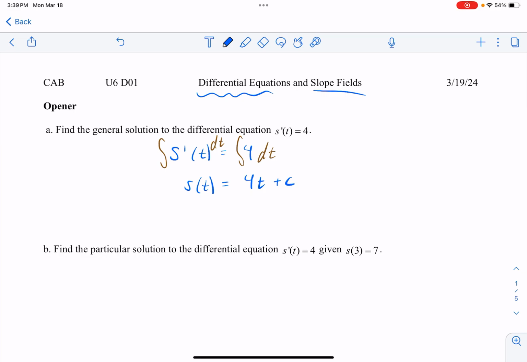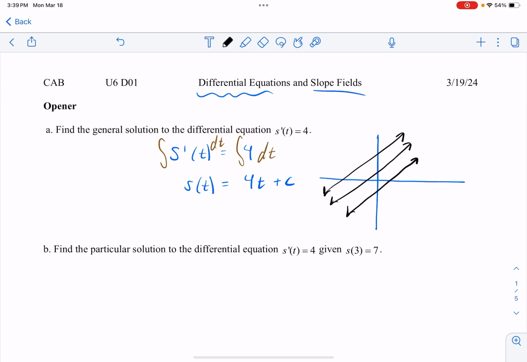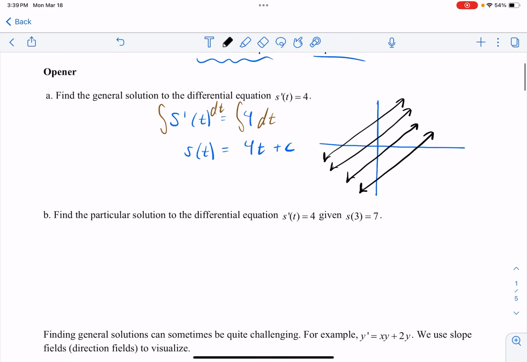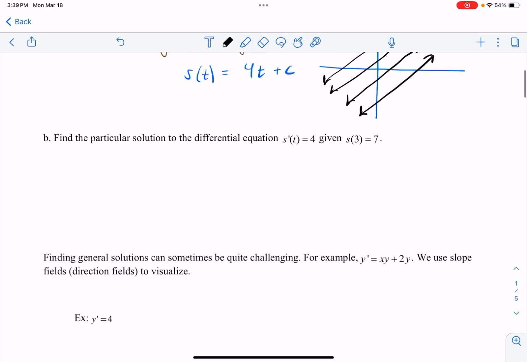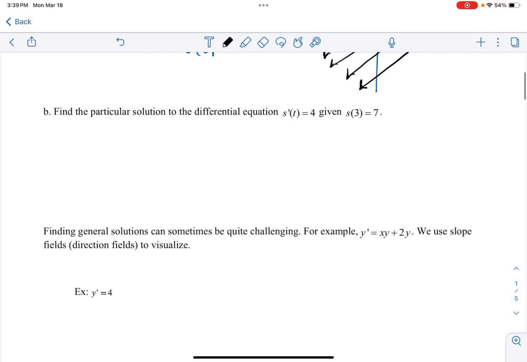Easy enough. So visually, the general solution is any one of these. It represents, I should say, any one of these lines with slope 4. And when we first started doing integrals, this is how we learned them. We solved a differential equation and graphed out a graph that kind of looked like this one here, with all of these potential solutions.